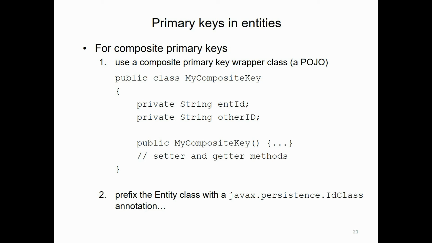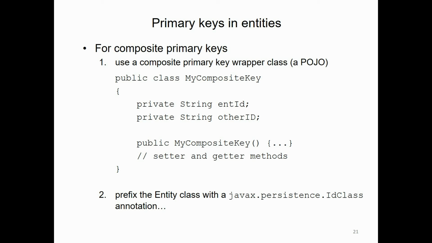First of all, we need to write a class that will represent the columns in the primary key. So if you've got a primary key consisting of ent ID and other ID, being completely meaningless here, then we would have those two fields represented in this class. I'm calling it my composite key. Of course, you can call it whatever you want. That's not important as long as it's meaningful. And you have a default constructor method along with setter and getter methods.